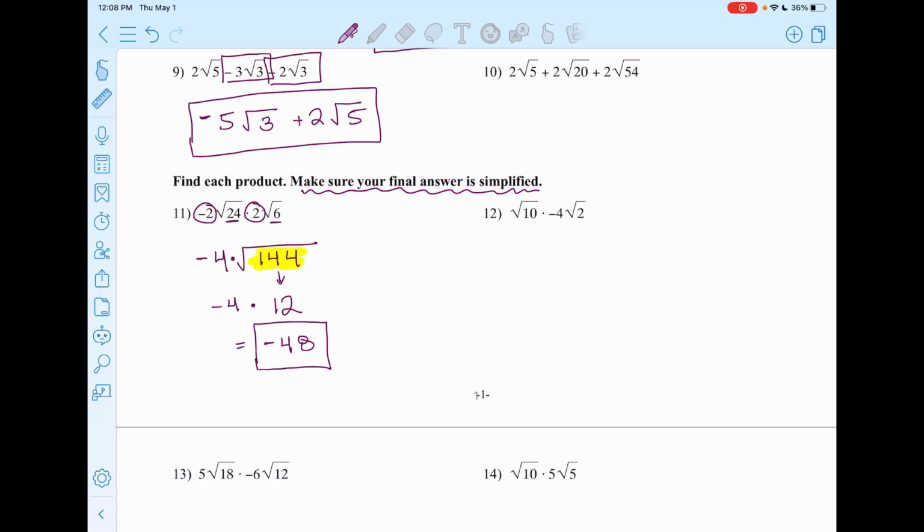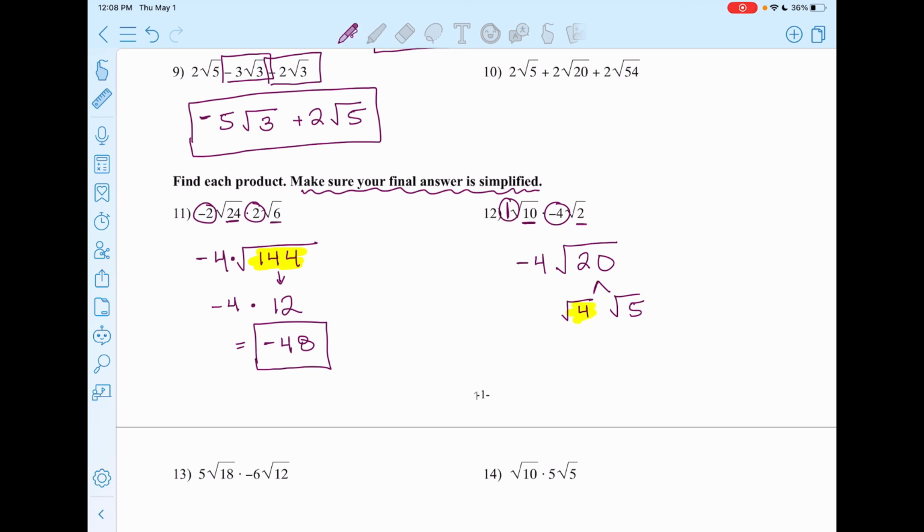Let's try number 12. Remember, there's an imaginary 1 in front of that radical 10. So 1 times -4 gets me -4. And then to multiply the insides, I have 10 times 2, which is 20. And then I see if I can simplify my radical. And I can, because 20 can be divided by 4.